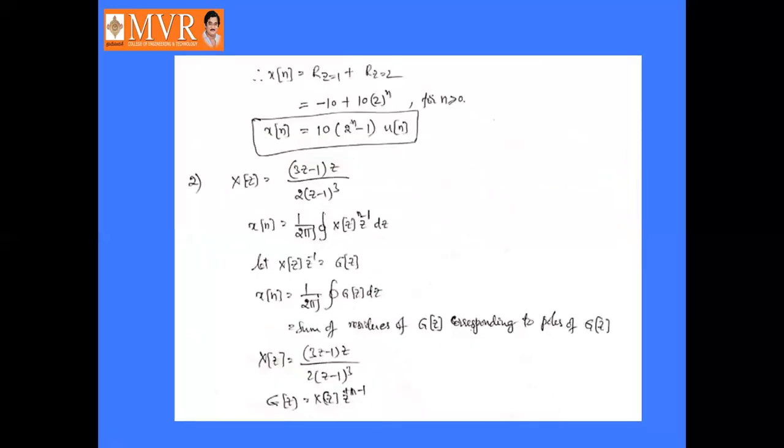So x of n equals the residue at z equal to 1 plus the residue at z equal to 2. So that is minus 10 plus 10 into 2 power n for n greater than or equal to 0. Therefore x of n equals, taking 10 as common, 10 into (2 power n minus 1) into u of n.